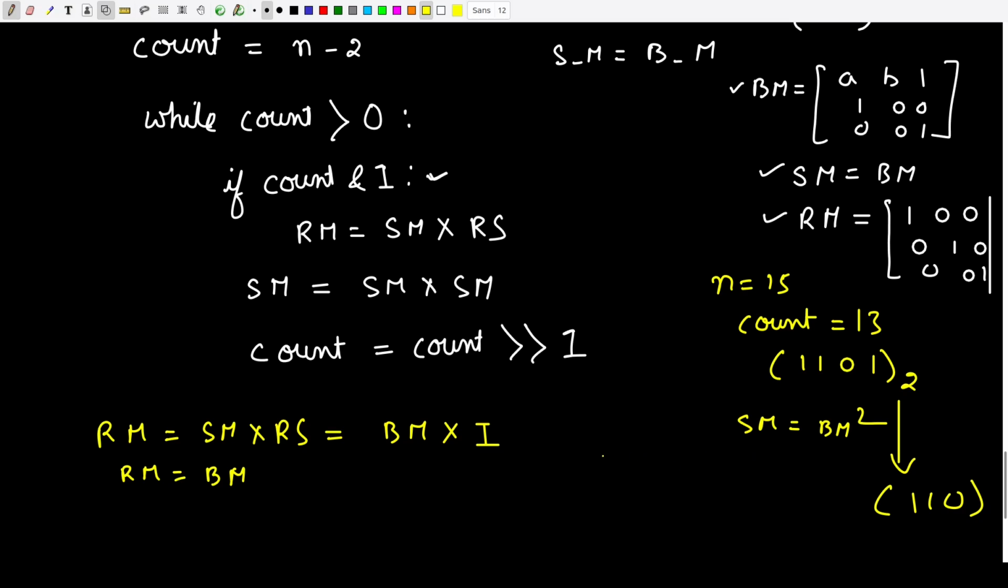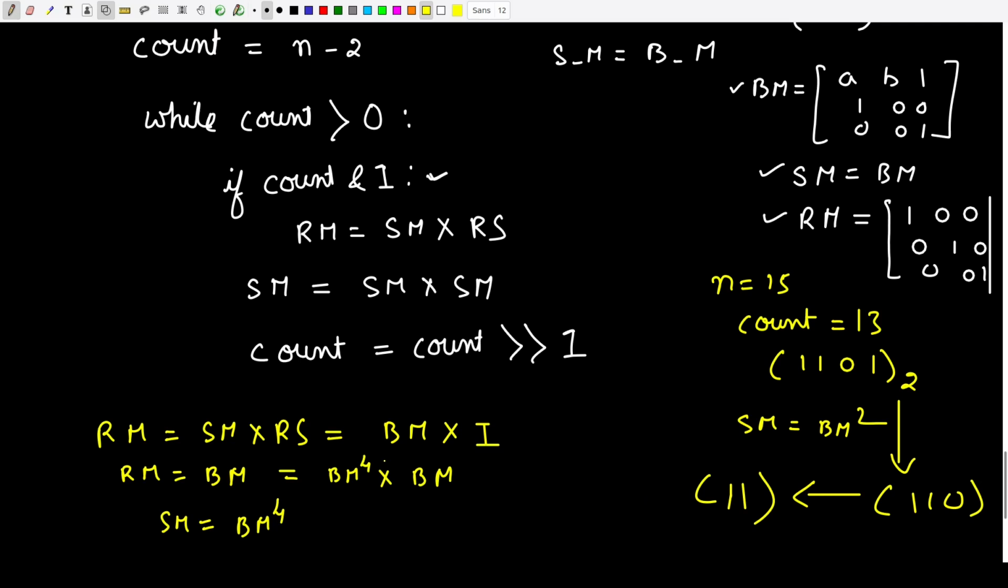So when we are computing SM again, SM becomes SM into SM, which is equal to BM to the power 4. Now BM to the power 4 is there, and then we have right shifted. So now this becomes 1 and 1. Here the least significant bit is 1. Since the least significant bit is 1, the result matrix will be updated as the squared matrix, which is BM to the power 4 into result matrix. Please note result matrix was BM. So this is the value of our result matrix.